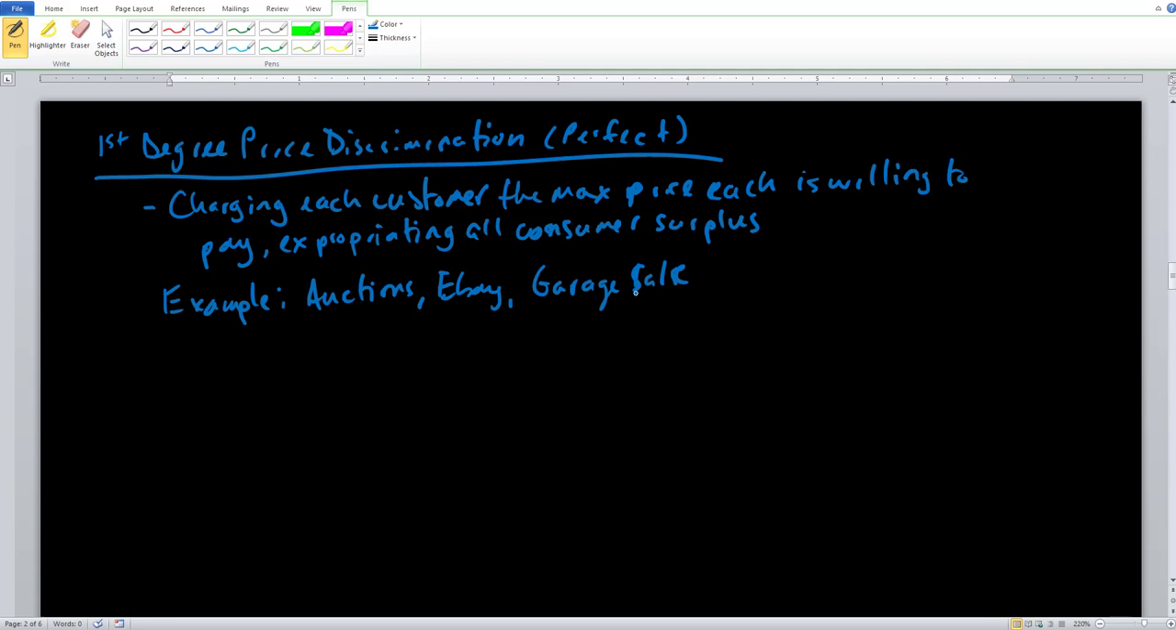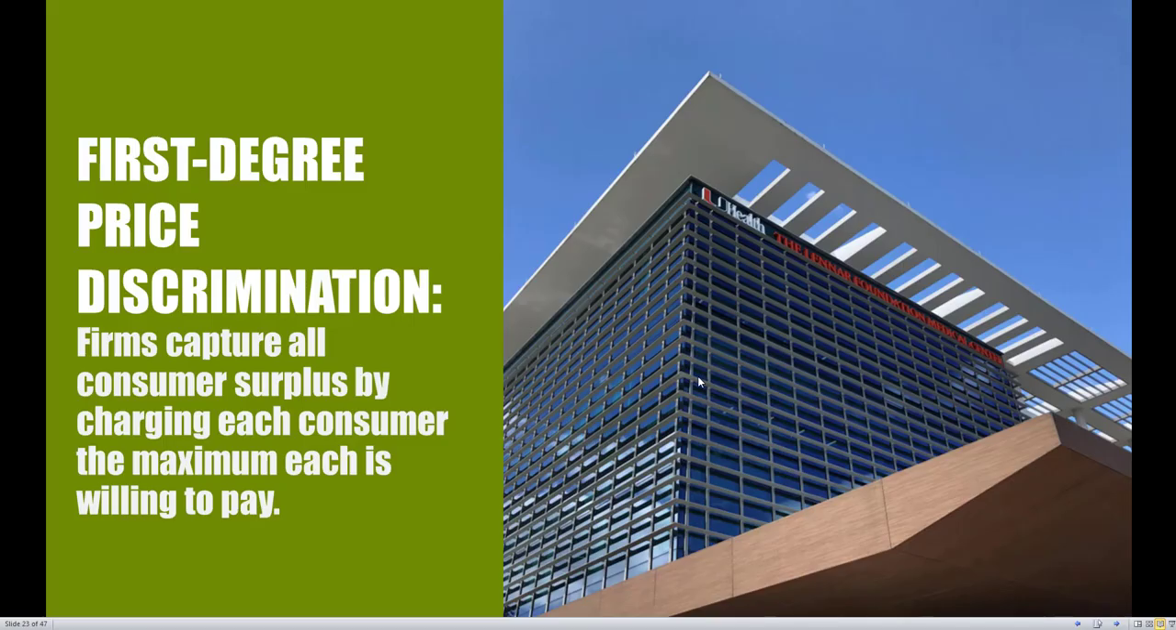If there's an item up for auction, say you value the good at $300, that is the most you would ever bid. You're not going to bid $299 and undervalue yourself. You're not going to bid $301 because that's more than your willingness to pay. What is the most you're ever going to want to pay for this product is your maximum willingness to pay. So auctions, eBay, garage sales, flea markets, it all falls along the lines of first degree price discrimination. And in this case, we do notice that the firm is going to be maximizing its profits compared to if it had to charge every single customer the same exact price.